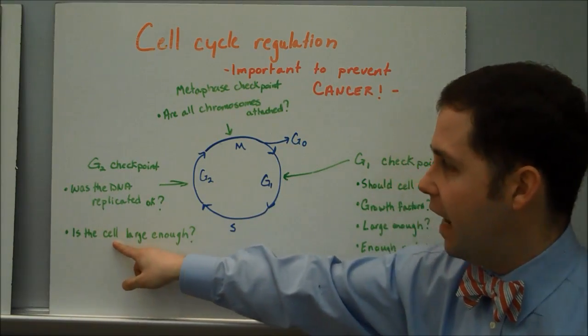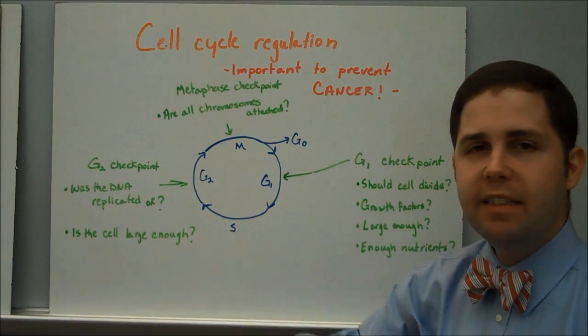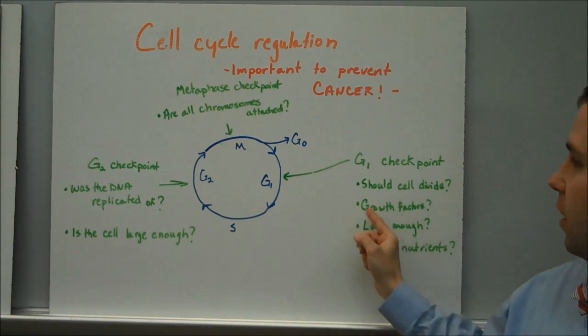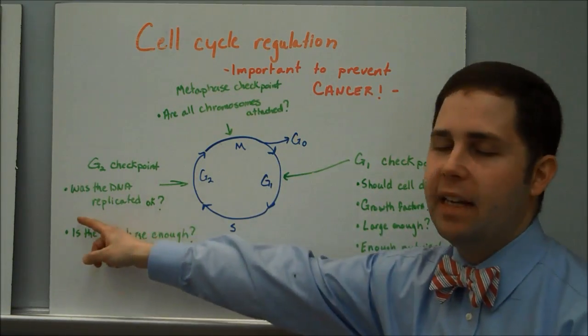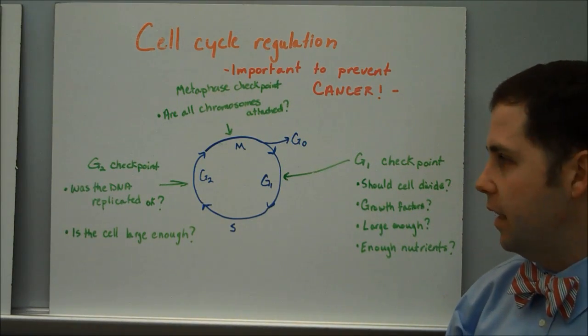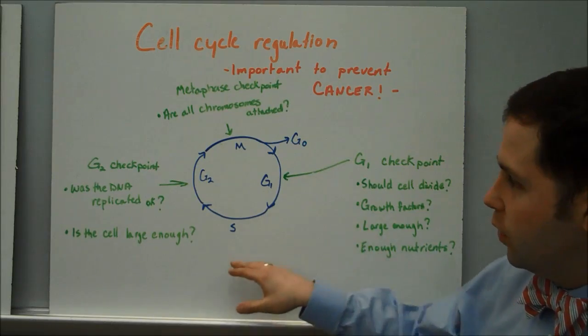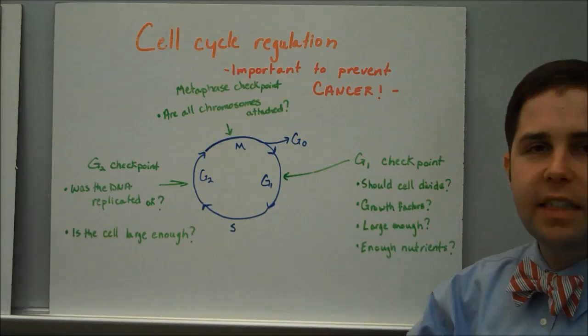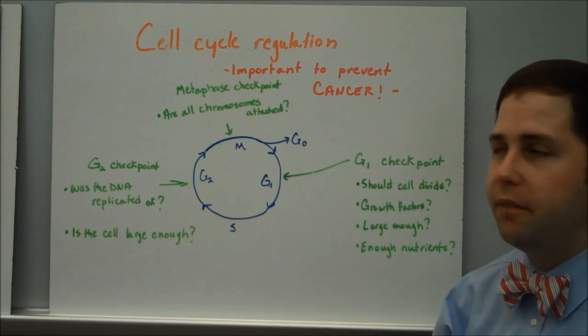The other question that's asked during the G2 checkpoint is, is the cell large enough again? We asked here whether it was large enough to go on to S phase, but we're going to ask one last time, is it large enough? Is it really large enough to divide into two cells? So assuming you meet all of the G2 checkpoints, then you're going to go into mitosis. And as I mentioned, we're going to talk about mitosis in another video.